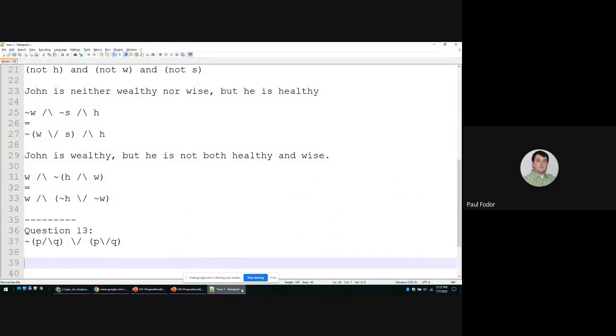Okay, so the question is asking us to build a truth table. So what are the propositional variables that we have there? P and Q. Those are the inputs. Then we need the inner formulas. So we need P or Q. We need the negation of P or Q.